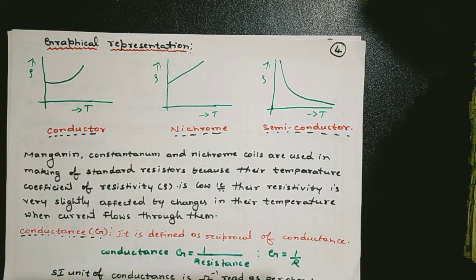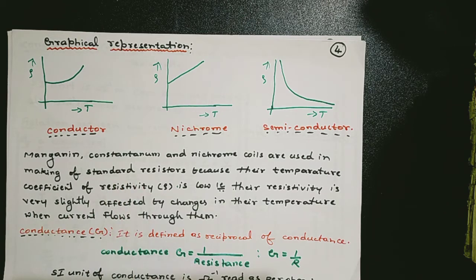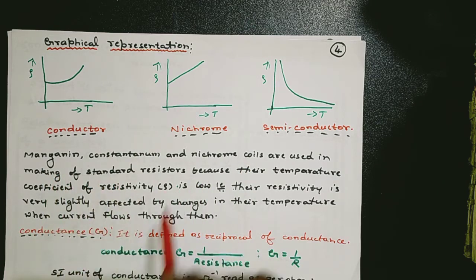So, what are these manganese, constantan and nichrome? See, all these are alloys, as I have already told you. These coils are used in making of standard resistors. You will observe resistance boxes when you go to your lab. So there you will have standard resistors. Standard resistors means resistors having fixed value. So these standard resistors are always constructed with these coils, manganese or constantan or nichrome.